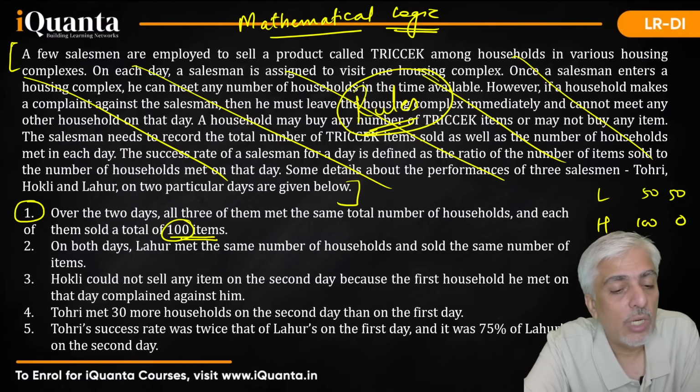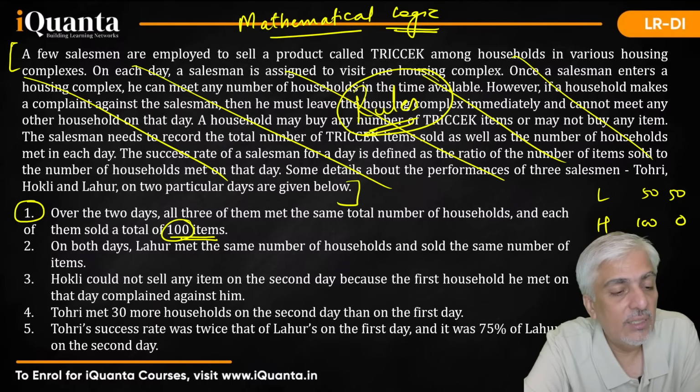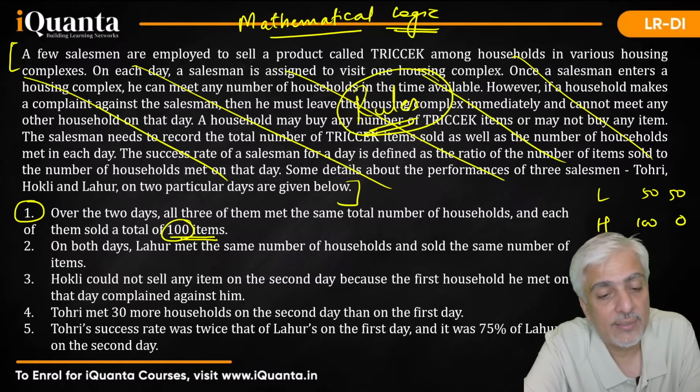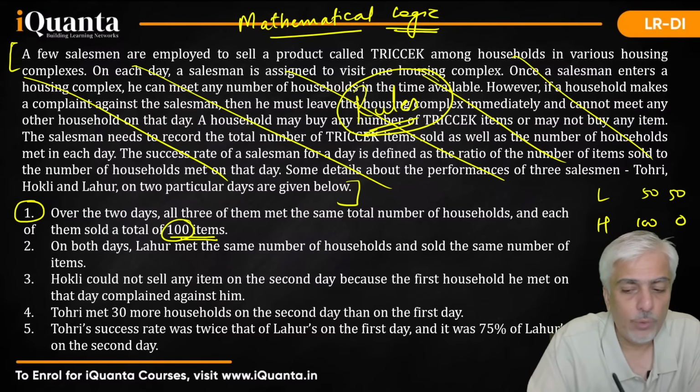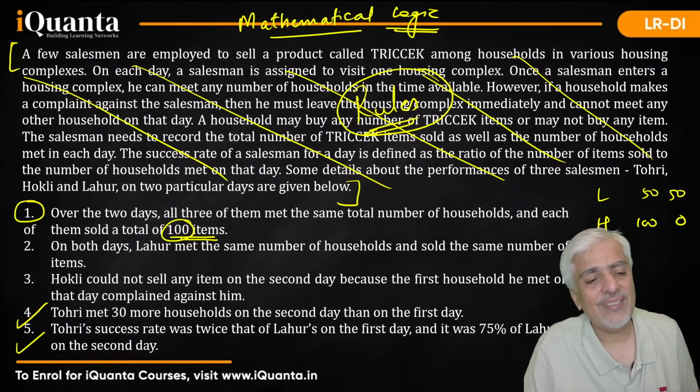Tori met 30 more households on the second day than on the first. That is households, not about his 100. Tori's success rate was twice that of Lahore on day 1, and it was 75% of Lahore on the second day. So ये part पूरा mathematical है. Last एक दो statement से मुझे maths लगाना पड़ेगा. I think I should get it, is my thought when I look at the set.